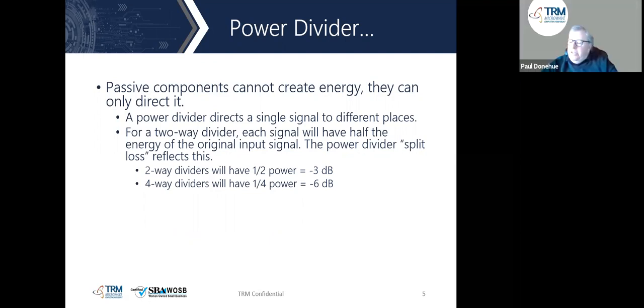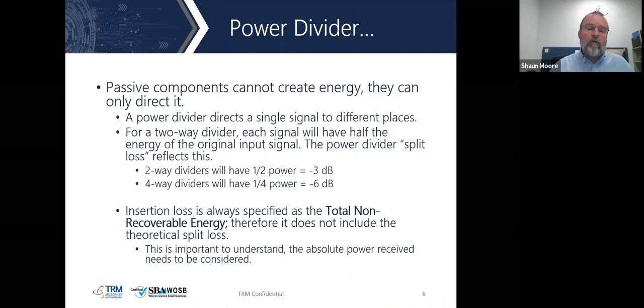I see split loss there on the screen. I'm somewhat familiar with insertion loss. What's the difference between split loss and insertion loss? Sure. So insertion loss is specified as non-recoverable energy. I had just mentioned that we have division, whether we go from one input to two outputs. That means we have 3 dB worth of split loss.